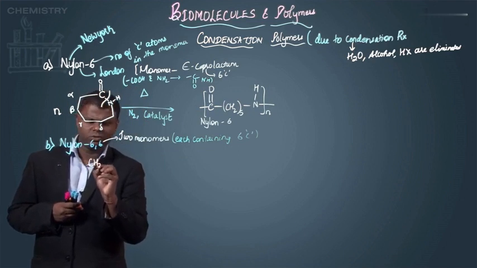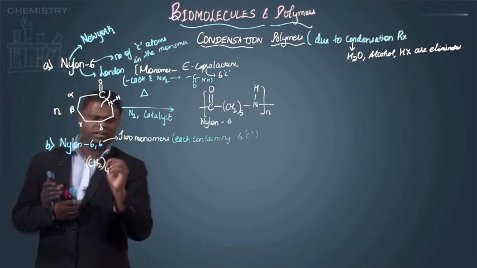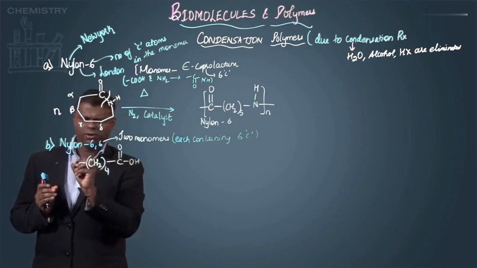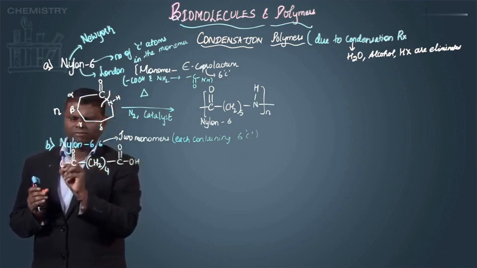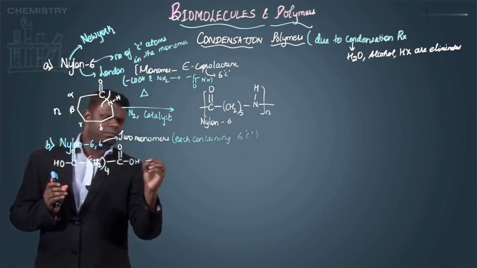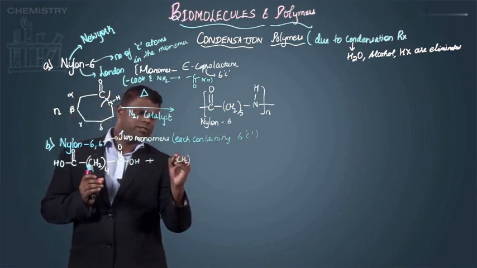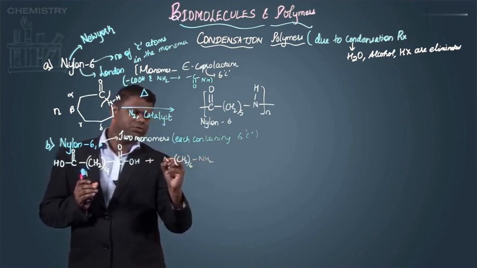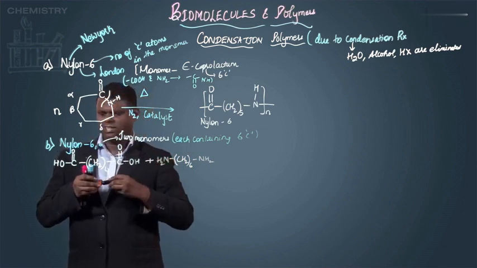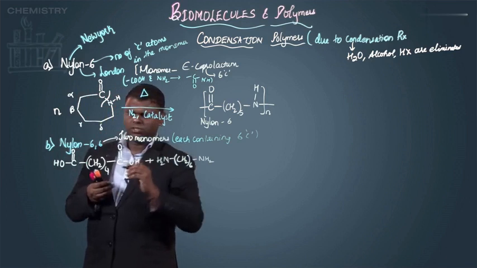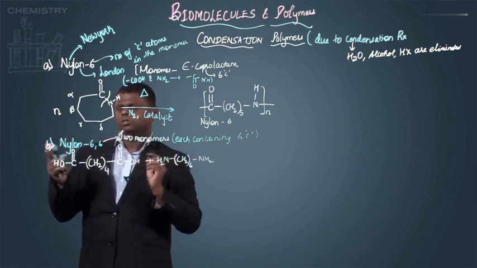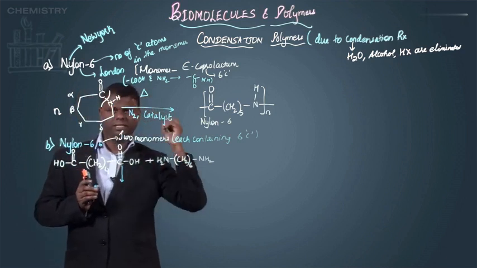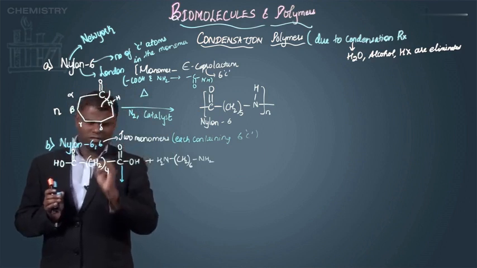You have CH2 four times, that is tetramethylene, and then C double bond O, OH. So this is a carboxylic acid. You have one more carboxylic acid. So you have tetramethylene dicarboxylic acid, plus CH2 six times, that is hexamethylene, and then NH2 at each end. This is an acid and this is a base, so they form a salt. This is tetramethylene dicarboxylic acid, and this is hexamethylene diamine. They form nylon salt basically.